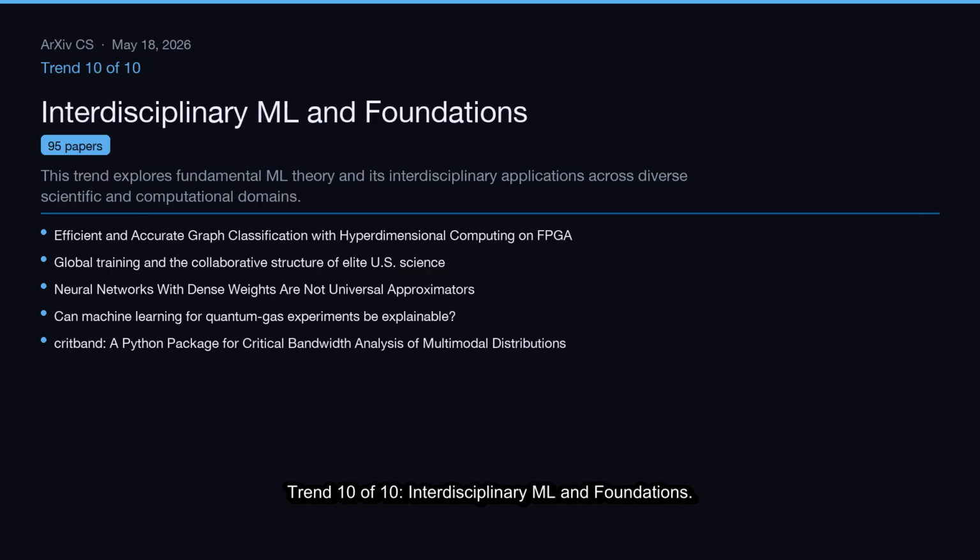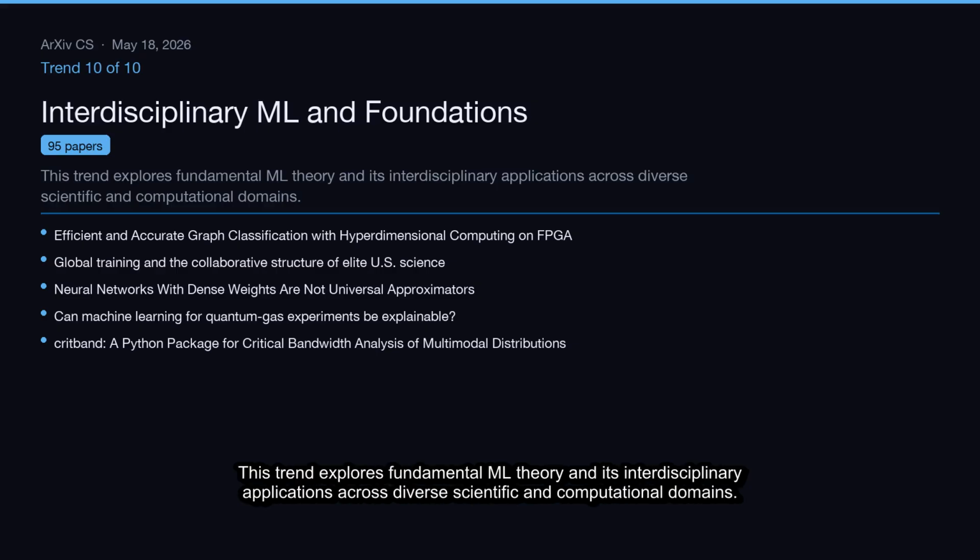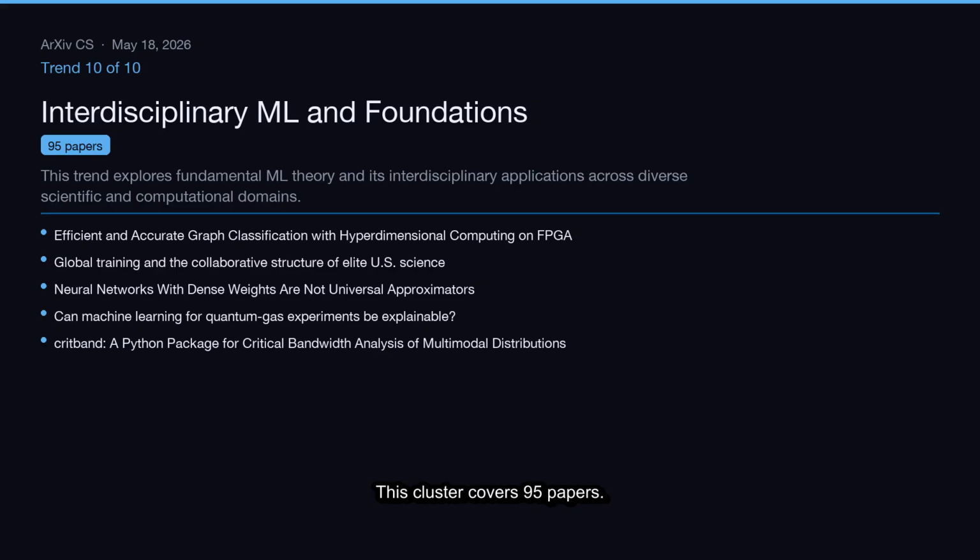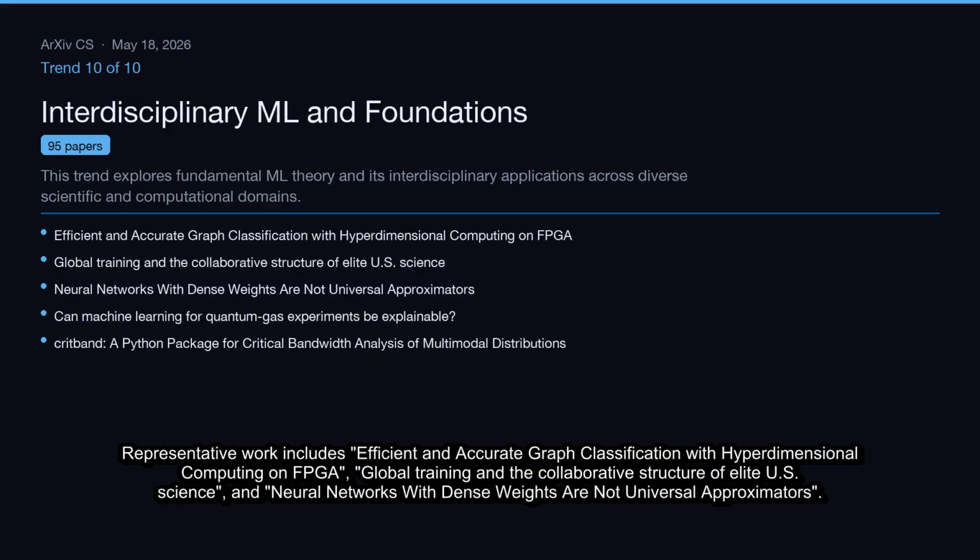Trend 10 of 10, Interdisciplinary ML and Foundations. This trend explores fundamental ML theory and its interdisciplinary applications across diverse scientific and computational domains. This cluster covers 95 papers. Representative work includes efficient and accurate graph classification with hyperdimensional computing on FPGA, global training, and the collaborative structure of elite U.S. science, and neural networks with dense weights are not universal approximators.